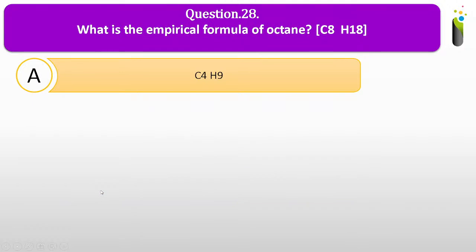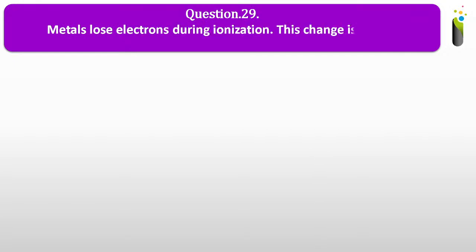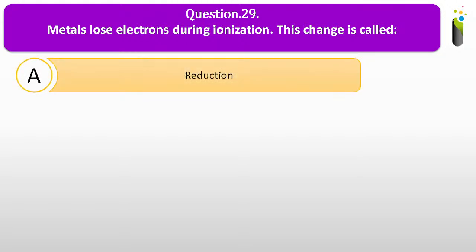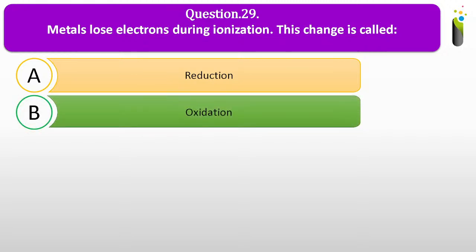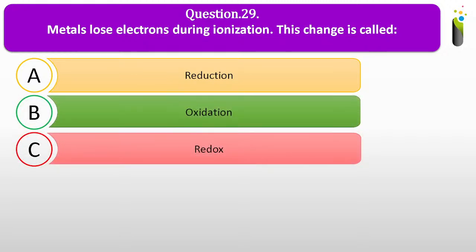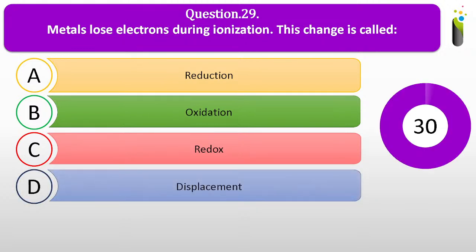A. C4H9. Very good, Kanak Kapil. Perfect answer. Very good, Arushisha. Question number 29. Metals lose electrons during ionization. This change is called as dash. A. Reduction. B. Oxidation. C. Redox. D. Displacement. Yes, Hendrix, even you were right in answering question number 28.